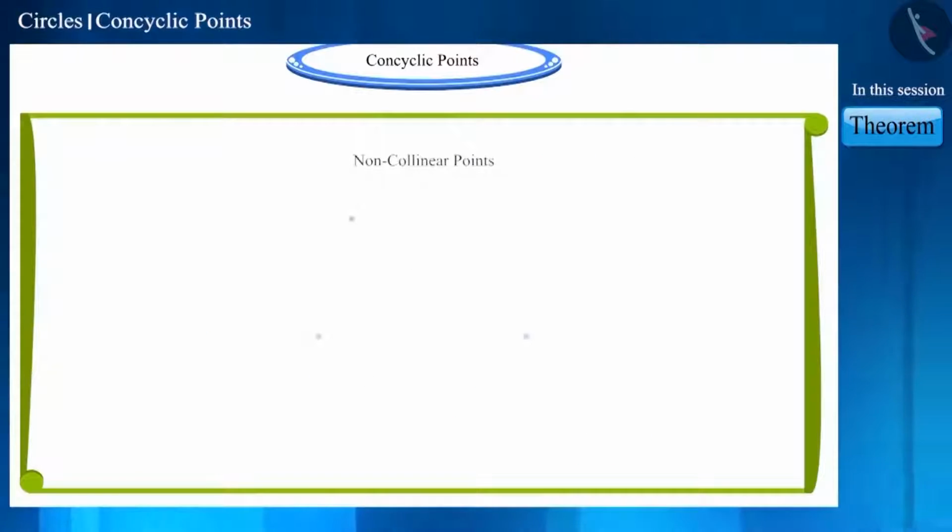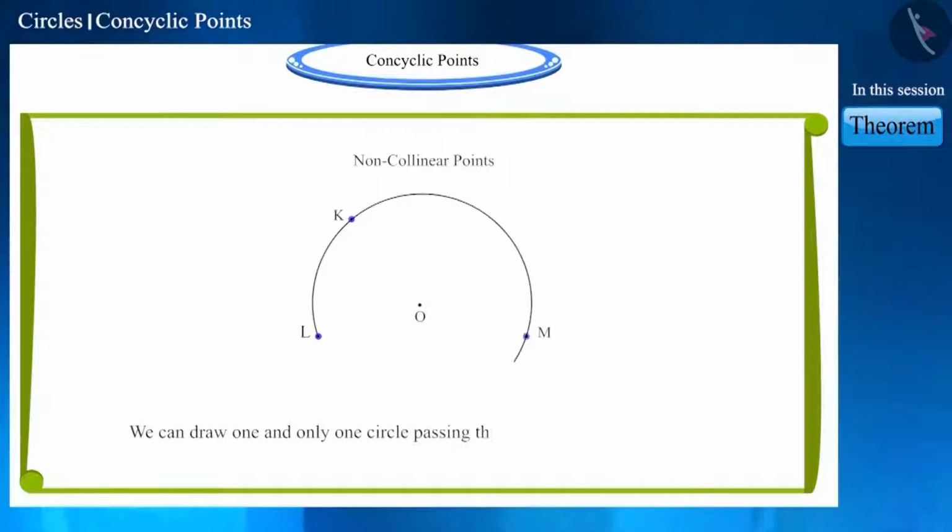Friends, if we are given three non-collinear points K, L and M, then we know that we can draw only one circle passing through three non-collinear points. So we can say that these 3 points are concyclic points.